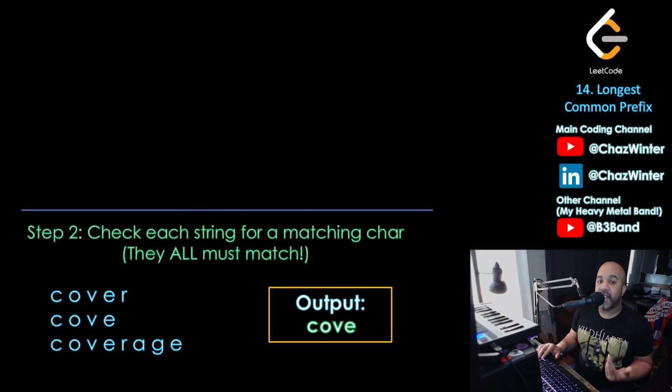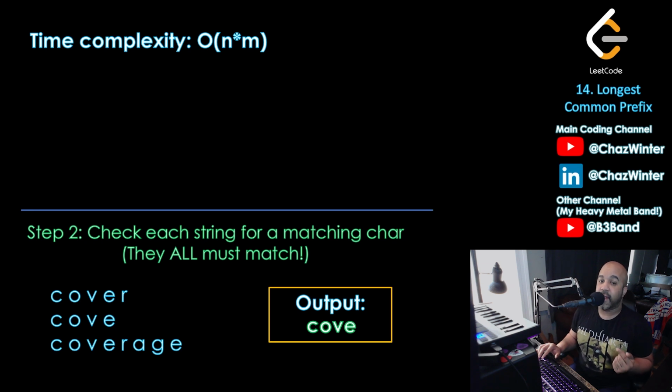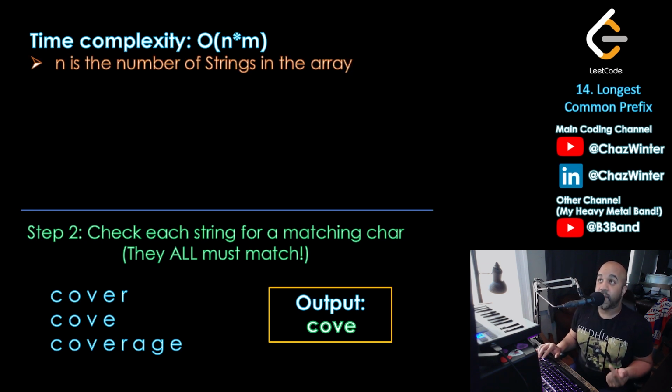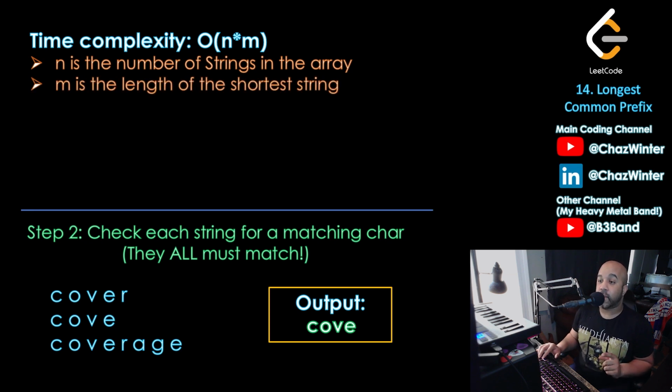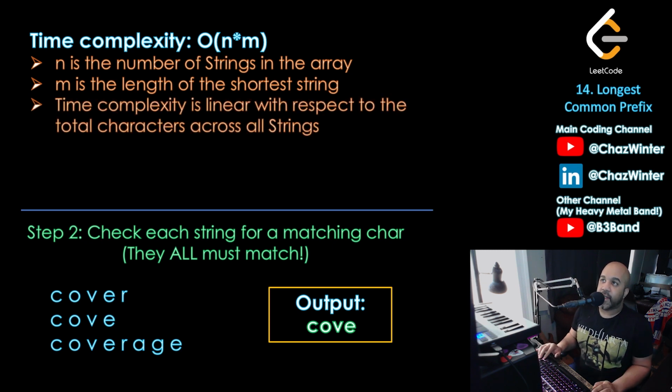Now I just want to go over the time complexity of our algorithm that we've seen so far. The time complexity is going to be big O of n times m, where n is the number of strings in the array, and then m is the length of the shortest string. And that's because we have to go through all of the strings one at a time to see which one is the shortest, and then we have to go through the characters in every string, but only up to the shortest one. And then one thing I also want to add is that the time complexity is linear with respect to the total characters across all the strings.